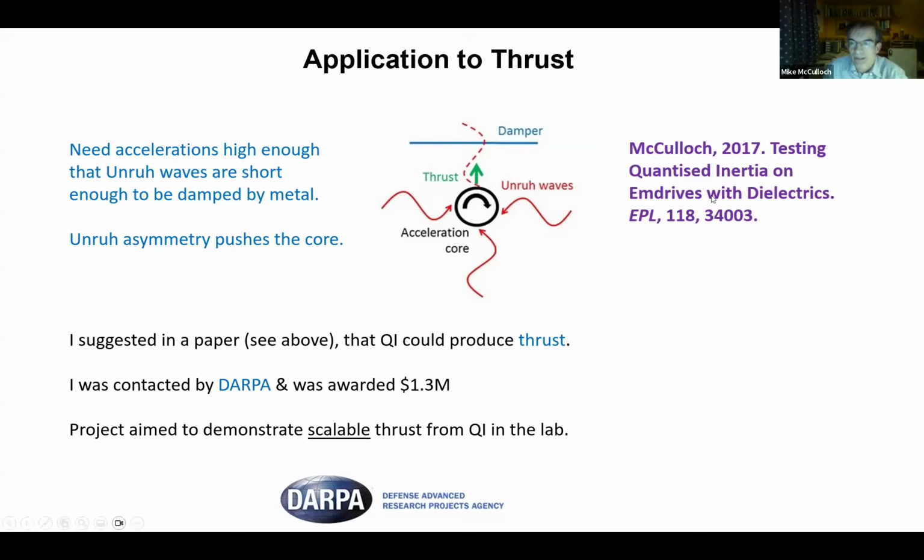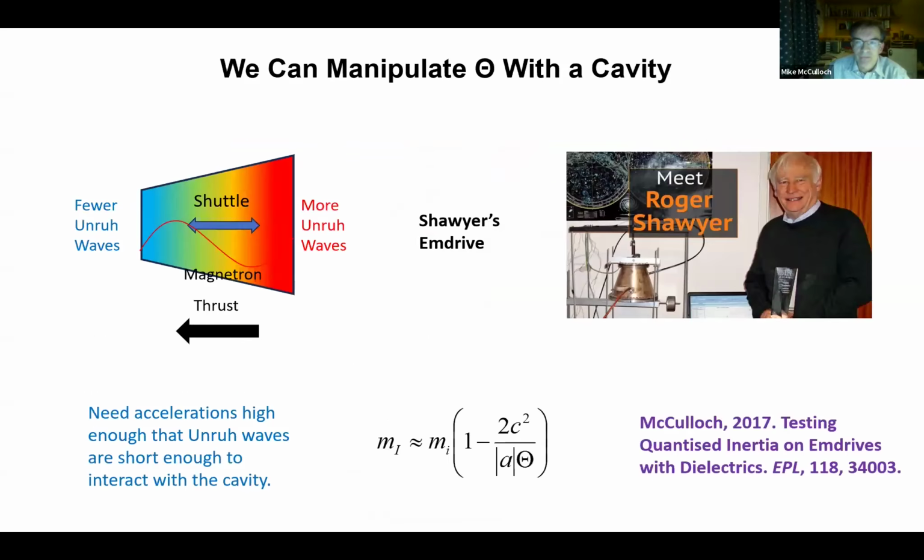So I suggested that in a paper here, and then DARPA contacted me, and I applied and was awarded 1.3 million to try to demonstrate this in the lab. And the first thought that we had was to look at the M drive and things like that. So this is something that was invented by Roger Scheuer, who's shown here as a British engineer.